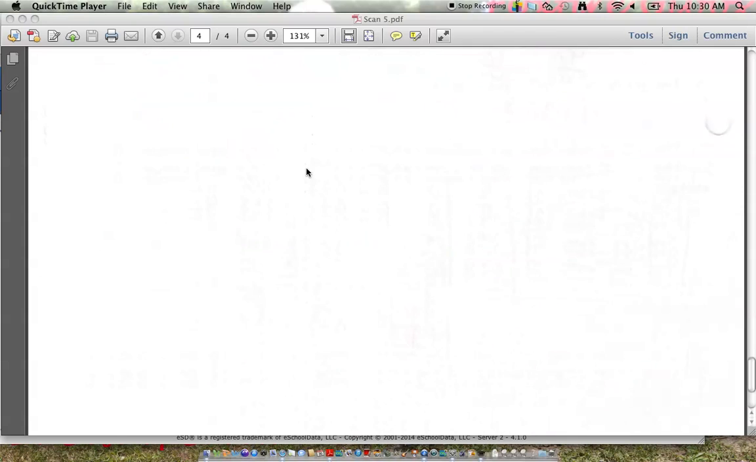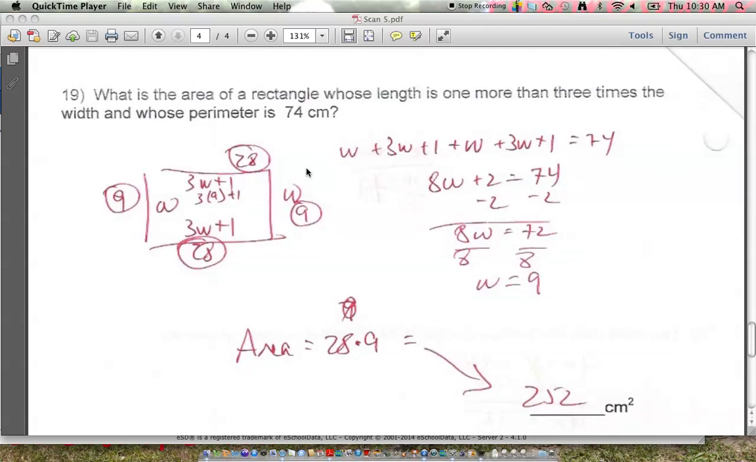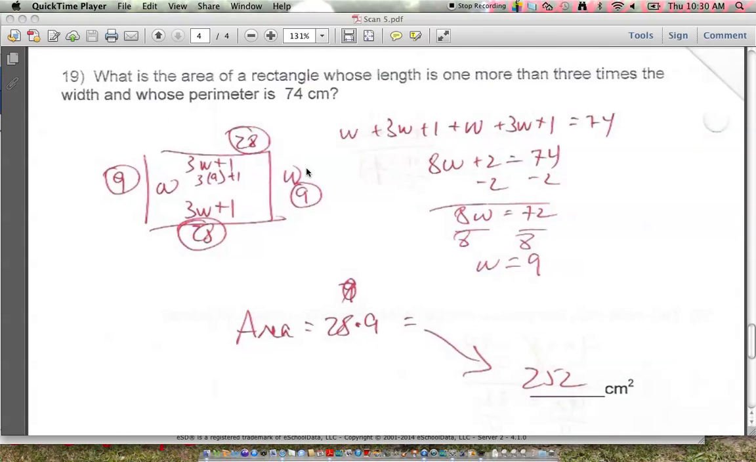Okay, now the last question, number 19. This is a very challenging question, I believe. What's the area of a rectangle whose length is 1 more than 3 times the width and whose perimeter is 74? So as soon as it says rectangle, I'm not going to set up a table. As soon as it talks about shapes, I'm going to draw the shape. So I draw the shape. Here it is. And the sides are going to be W for width. And then it says that the length is 1 more than 3 times the width. So I put 3W plus 1.